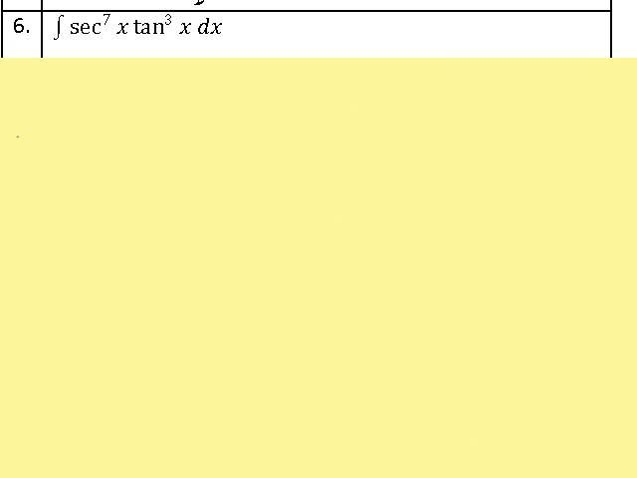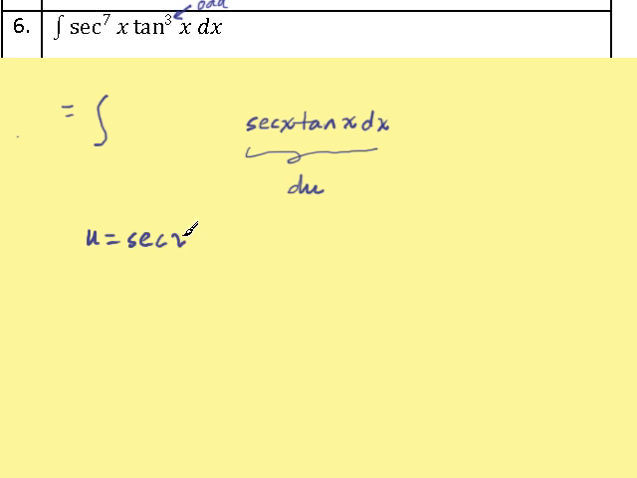In number 6, we have the exponent of tangent is odd. So in this case, what we did was we pulled off a secant tan. So let's put that over here. Now, that's the derivative of secant, so we want u to be secant x. So we want to change everything else over to secant. So what do we have? We pulled off secant tan. That brings us down to secant 6. And this brings us down to tangent squared.